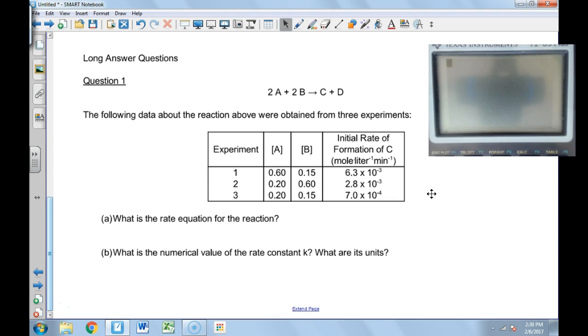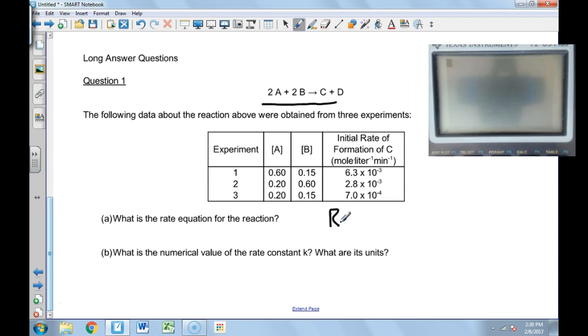Now, this is a method of initial rates question for this made up fictitious reaction, 2A plus 2B. Okay, and we have three experiments. So now in this case it says, what is the rate equation?